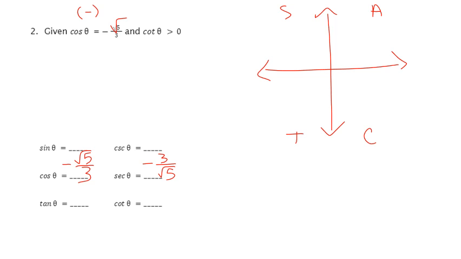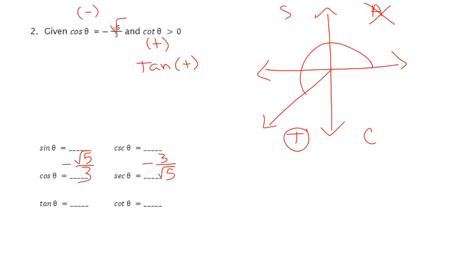So I also have cotangent is positive, which also means that tangent is positive. So I see they're different signs, so it can't be quadrant 1. So it's actually going to be quadrant 3. So something like this. So I'm going to have this little reference angle that I'm going to use.